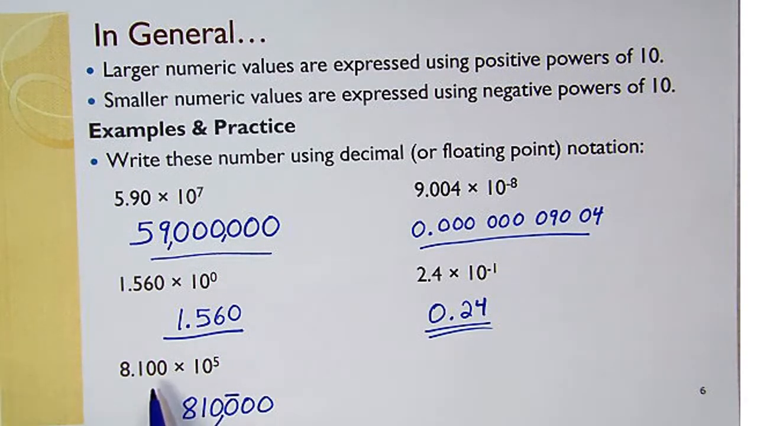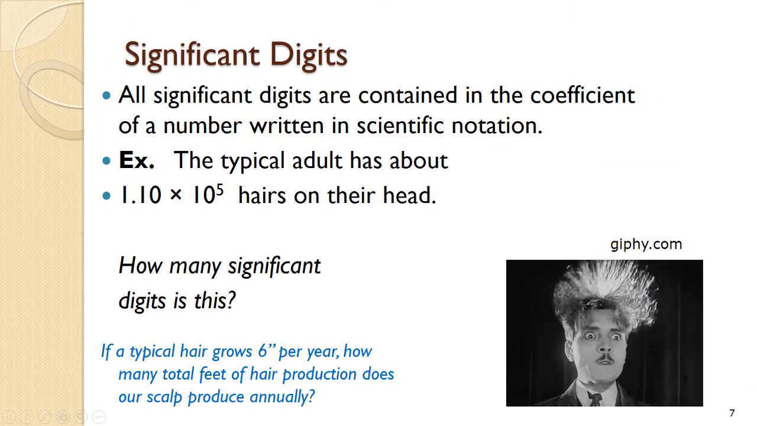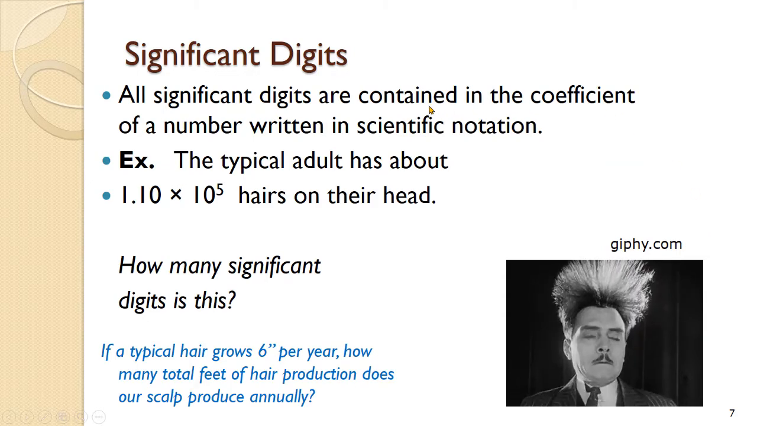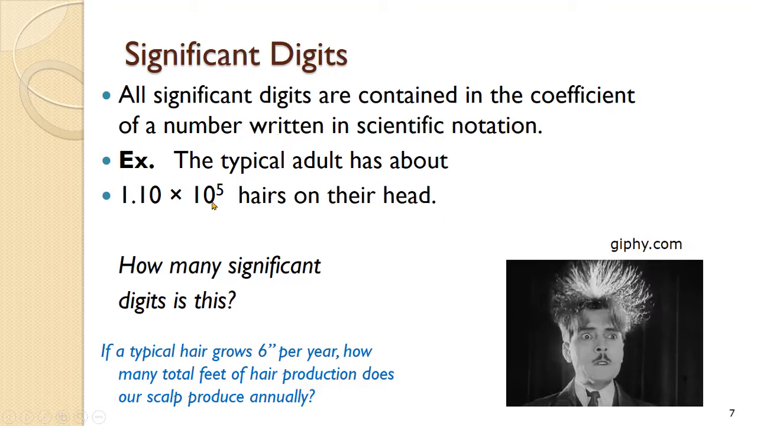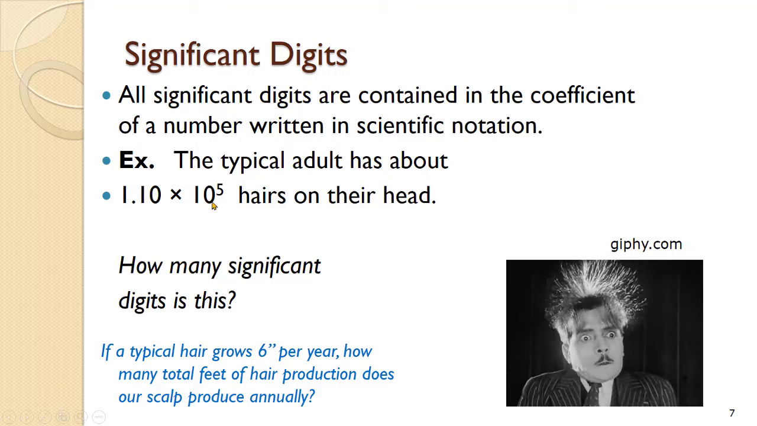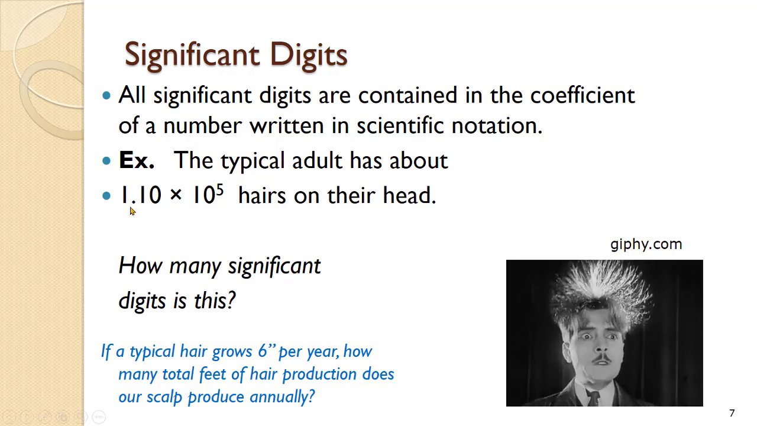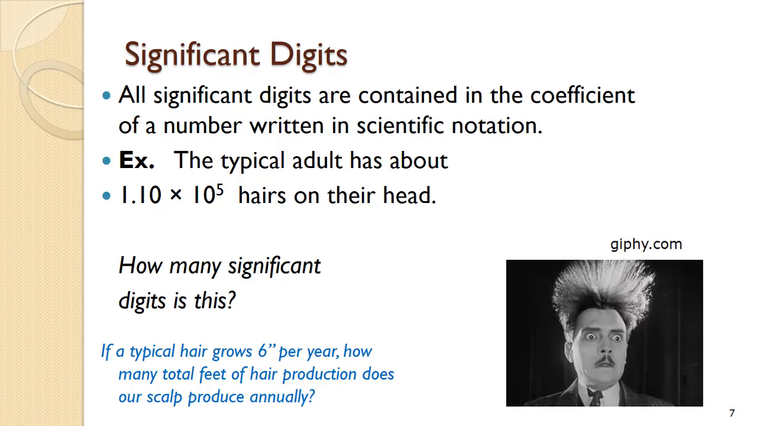By doing that, our original number had 4 significant digits in it, and our floating point number also has 4 significant digits in it. So to build on that a little bit more, any significant digits in a number are always contained in the coefficient. The power of 10, those are always going to be your insignificant or non-significant zeros. Only the coefficient contains significant digits when a number is written in scientific notation.